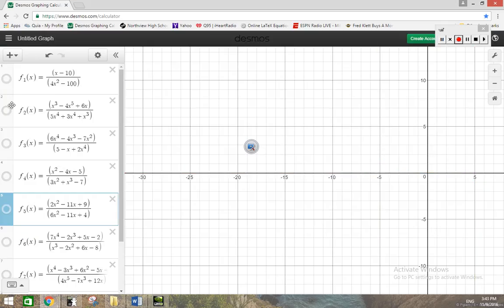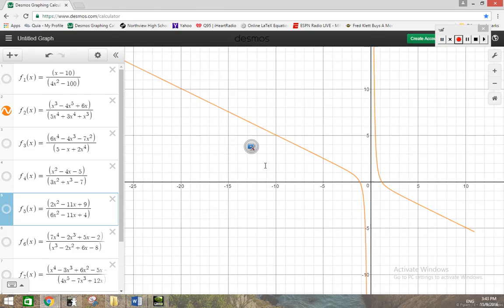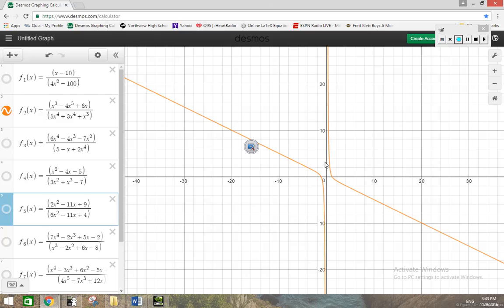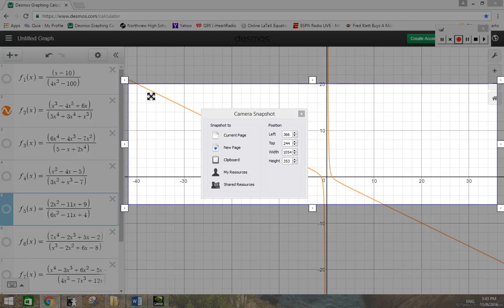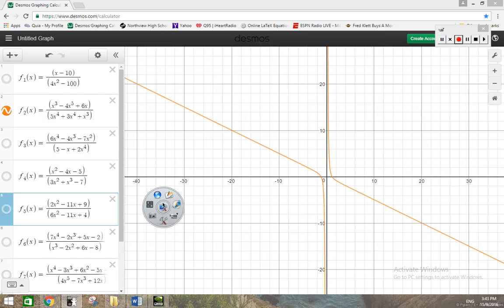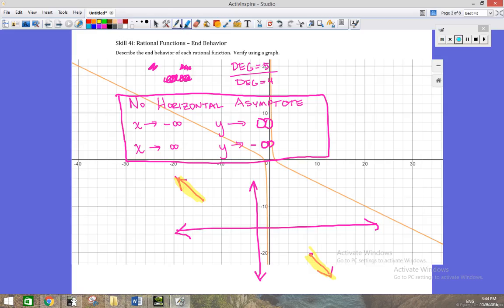Let's turn off the graph from number 1, turn on the graph from number 2. So if we zoom out, we can see that close to the origin, you have a vertical asymptote here, but far away from the origin, it's behaving exactly like we thought it would. Let's take a snapshot and send it to our page. And that's kind of nice. It pasted it underneath what we wrote.